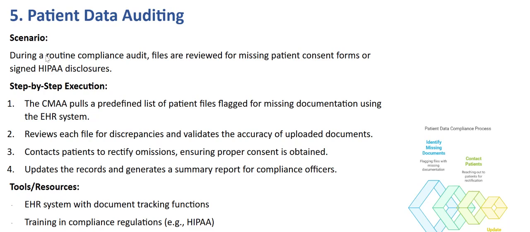So, the scenario here: during a routine compliance audit, files are reviewed for missing patient consent forms or signed HIPAA disclosures. Step-by-step execution: the CMAA pulls a predefined list of patient files flagged for missing documentation using the EHR system, reviews each file for discrepancies and validates the accuracy of uploaded documents, contacts patients to rectify omissions, ensuring proper consent is obtained, updates the records, and generates a summary report for compliance officers.